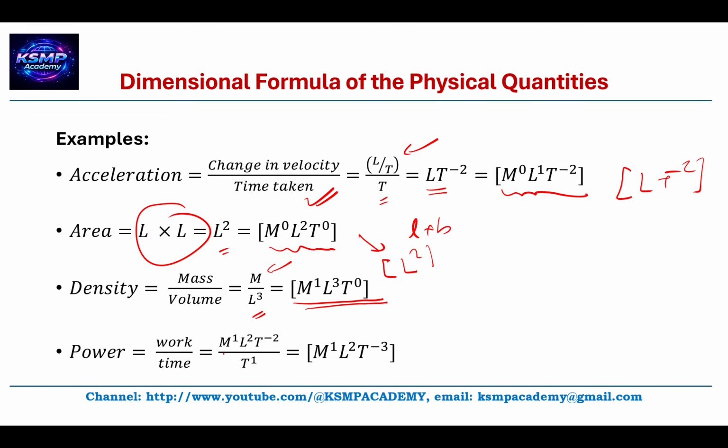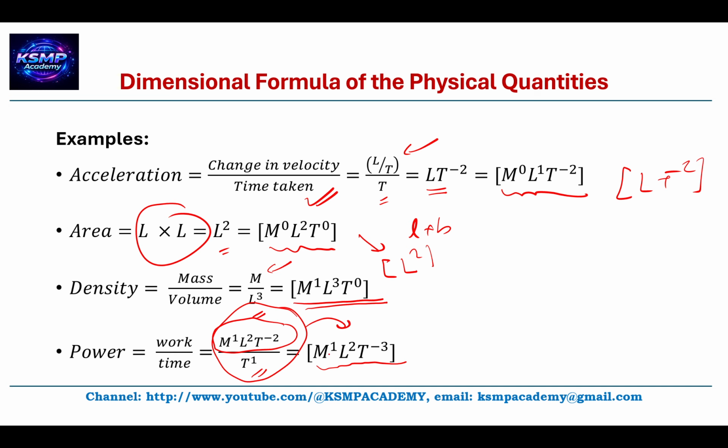Similarly, power is work upon time. For work we have this relation, which you can also derive if you don't remember, and T for time. This gives us the formula M L square T to the power minus 3. We have to simplify, and if you look at it from this, then we obtain this one.